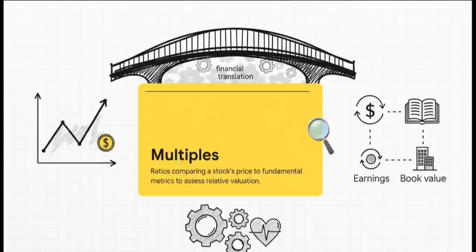Think of a multiple as your financial translation device. It's essentially a ratio that takes a stock's price and compares it directly to fundamental, real-world metrics like earnings. It strips away the illusion of the share price entirely and reveals exactly how much we're paying for the actual economic engine of the business.